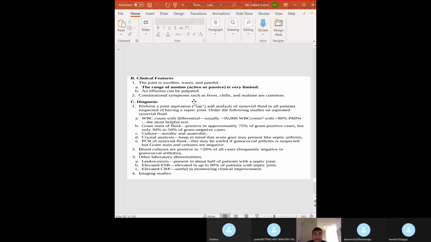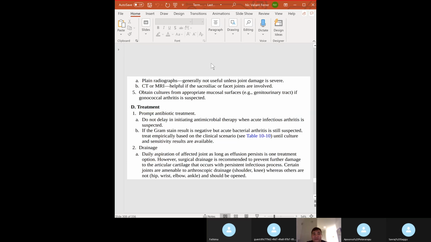and elevated C-reactive protein. These are your non-specific markers of inflammation. Don't forget ESR and CRP. So if there is inflammation, they should be increased. Imaging studies, plain radiographs, CT, MRI.